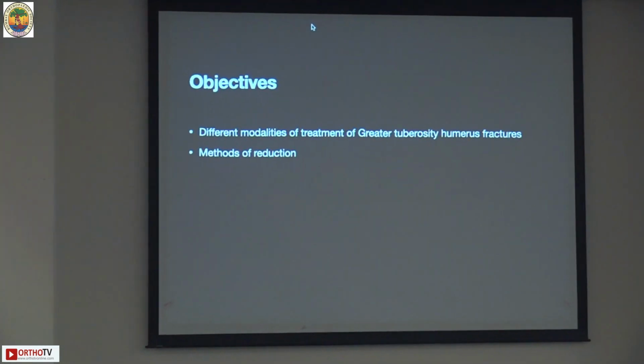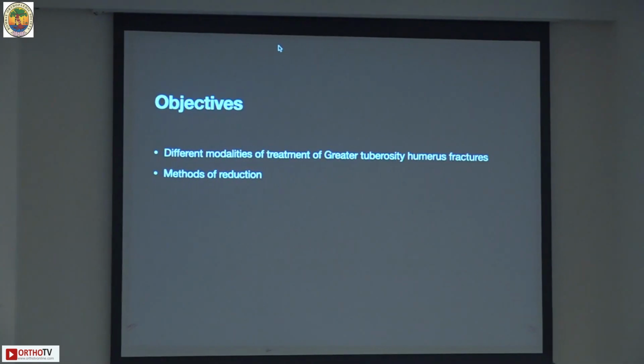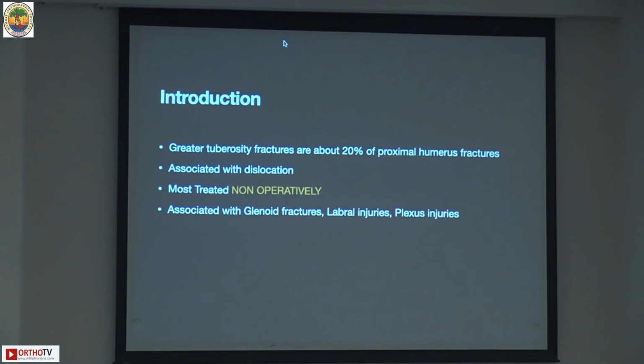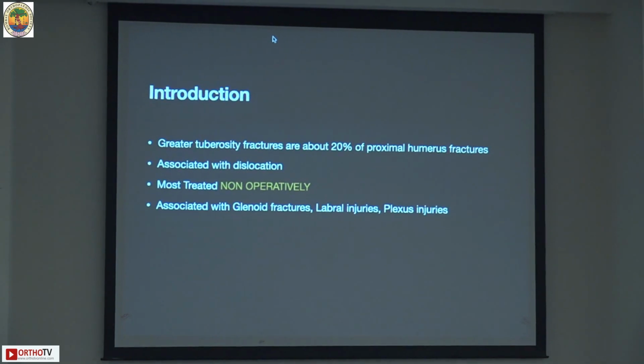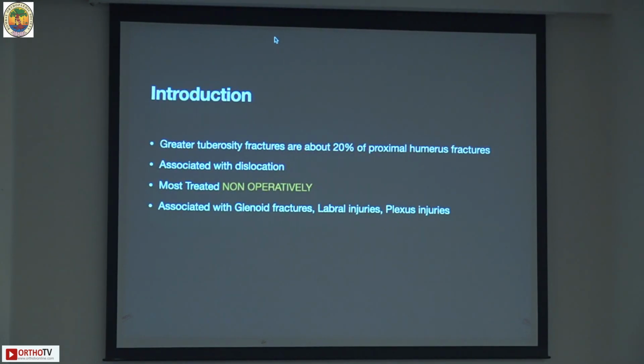So the objective of this talk is going to be different modalities of treatment of greater tuberosity fractures and different methods of reduction. Greater tuberosity fractures account for 20% of all proximal humerus fractures. They are associated with dislocations usually. It's not every time that you'll get a dislocation, but the violent force does cause dislocation. It can be treated non-operatively.